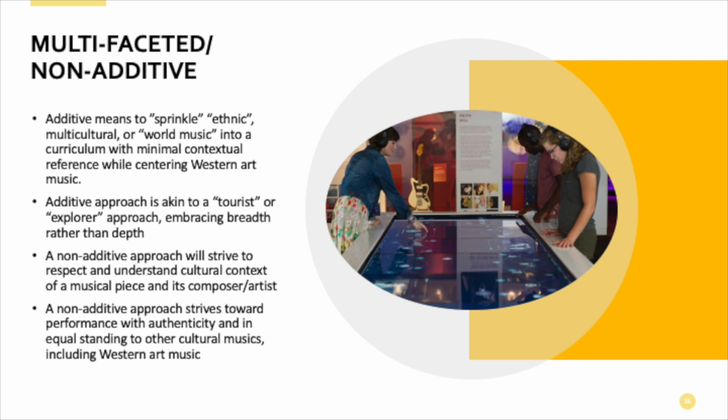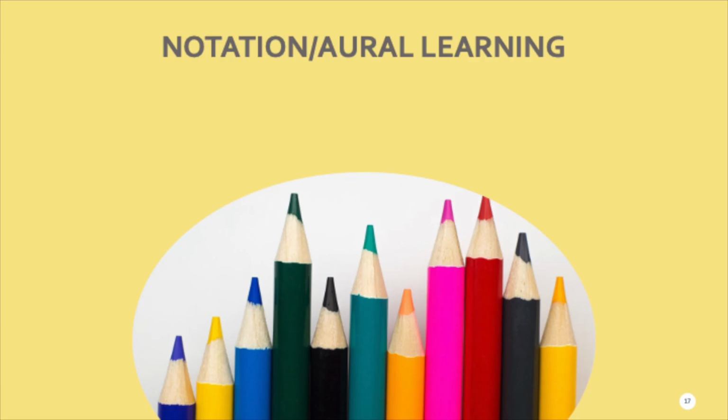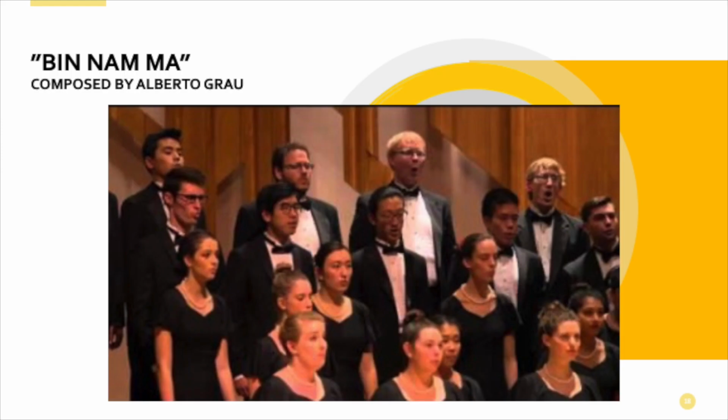So you see that you can kind of envision that framework, the circle. They're all kind of connected, aren't they? In different ways. We have authenticity and also thinking about the choice that you make, informed choices. And now for notation and oral learning. I have an example for you here.